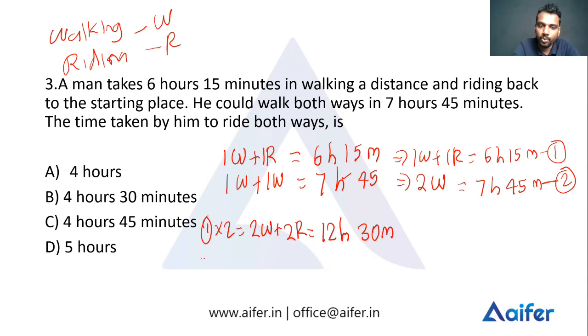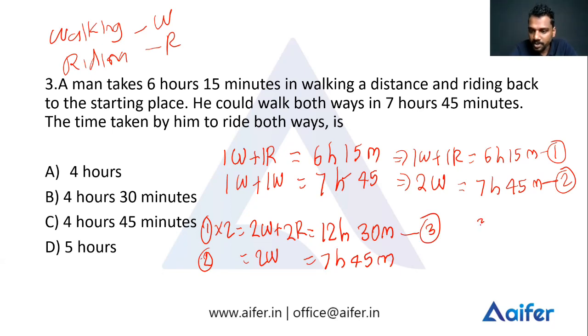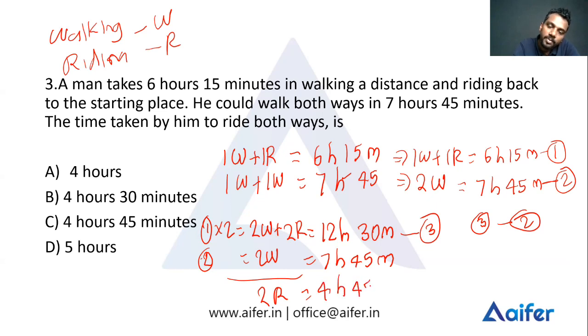Consider this as equation 3. Then equation 2 has only 2 walk, which is equal to 7 hours 45 minutes. Now we subtract equation 2 from equation 3. That is 2 walk plus 2 ride minus 2 walk. So 2 ride is equal to 12 hours 30 minutes minus 7 hours 45 minutes. We have 4 hours 45 minutes.